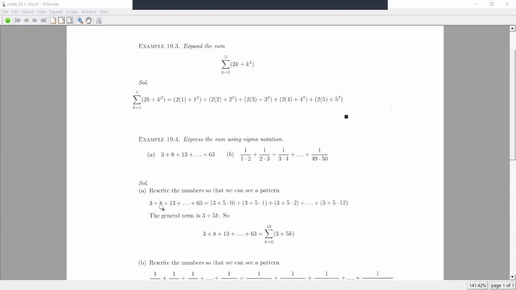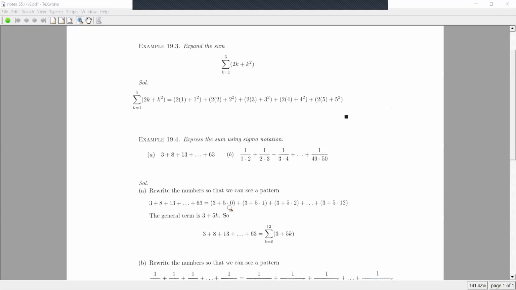I can write the number 3. Okay, 3 and 8, the difference is 5. So let me write 3 as 3 plus 5 times 0, and write 8 as 3 plus 5 times 1. Similarly, write 13 as 3 plus 5 times 2. Okay, and so on. And 63 is 3 plus 5 times 12.